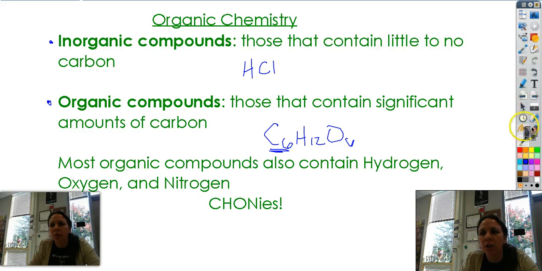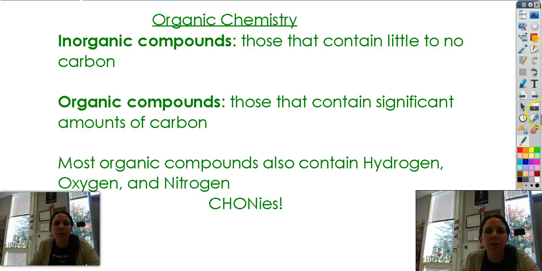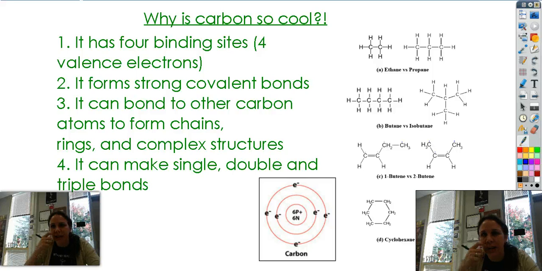Most of the carbon compounds that we have, the organic compounds, also contain lots of hydrogen, oxygen, and nitrogen. So if you can remember, C for carbon, H for hydrogen, O for oxygen, and N for nitrogen, just remember CHON-ies. Your CHON-ies are all the elements that are found in organic chemistry. There's a few others like phosphorus and sulfur too, but those four are the main ones. So just remember CHON-ies. Those are your four. Okay, moving on to the next page.